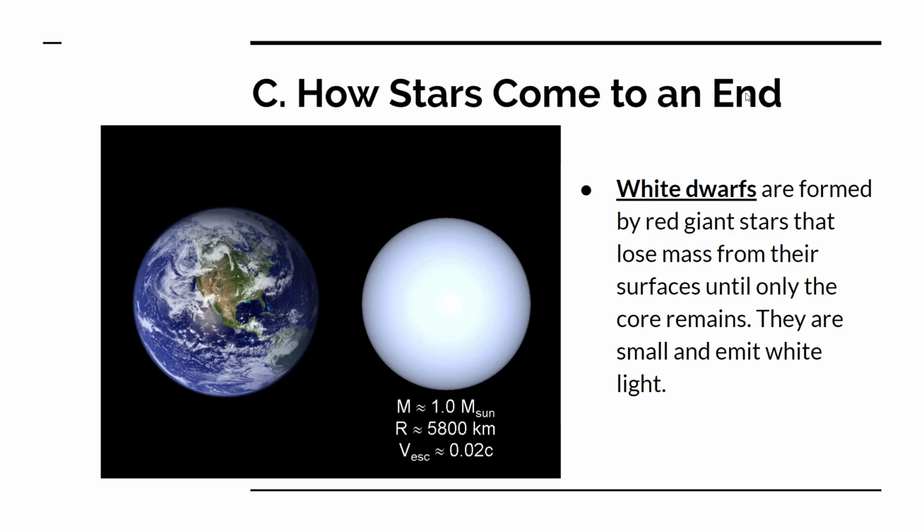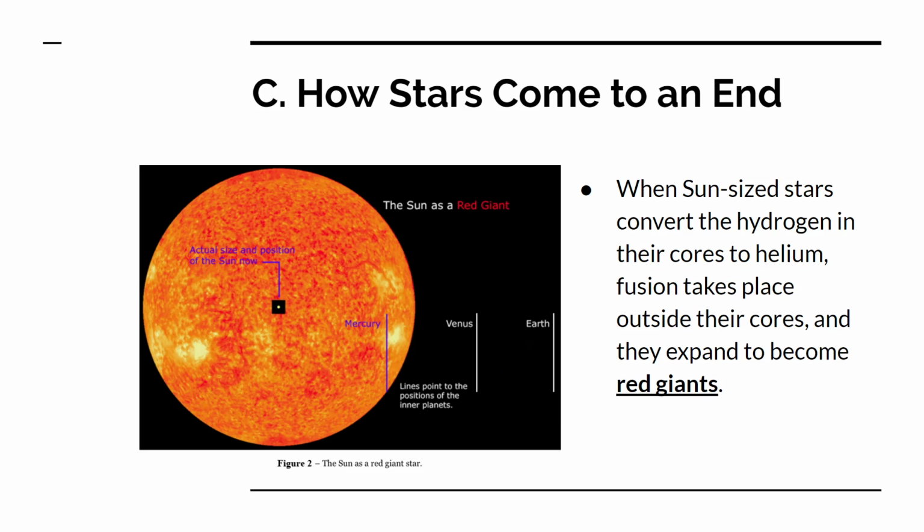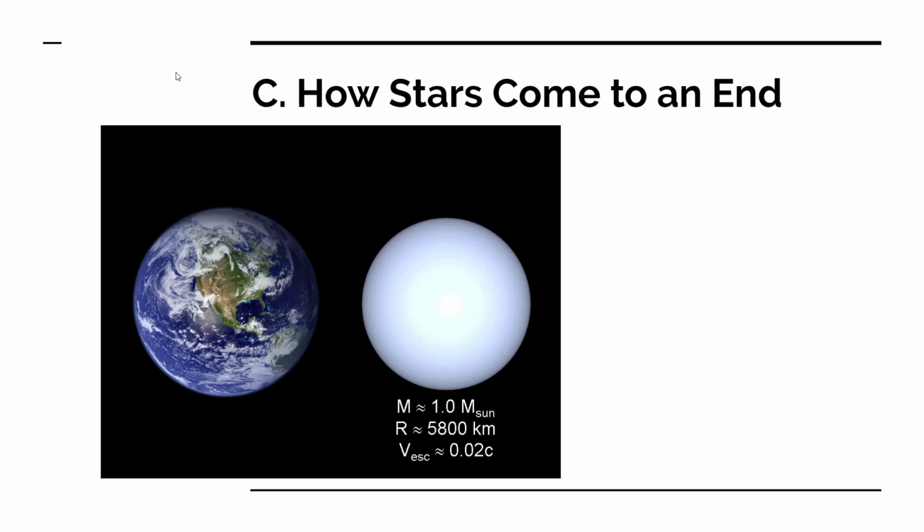We see here white dwarfs are formed by red giant stars that lose mass from their surfaces until only their core remains. They are small and emit white light. So once this gigantic red giant runs out of fuel, eventually chunks of the star just kind of fly off into space, and all that's left is the core. When our sun does this in a couple billion years, what will be left is the core of the sun, but it'll be pretty small.